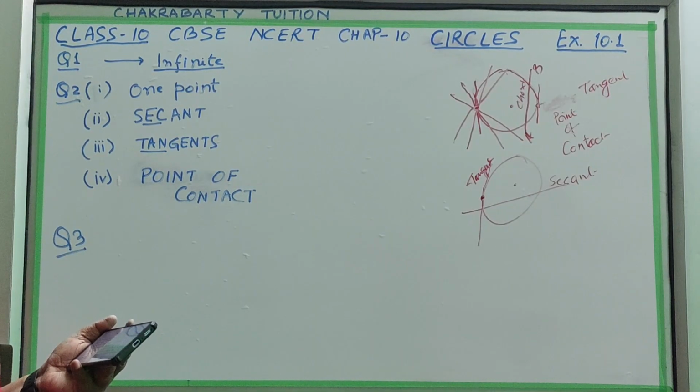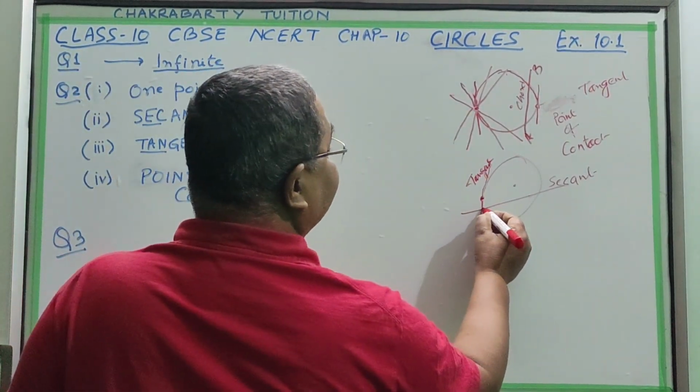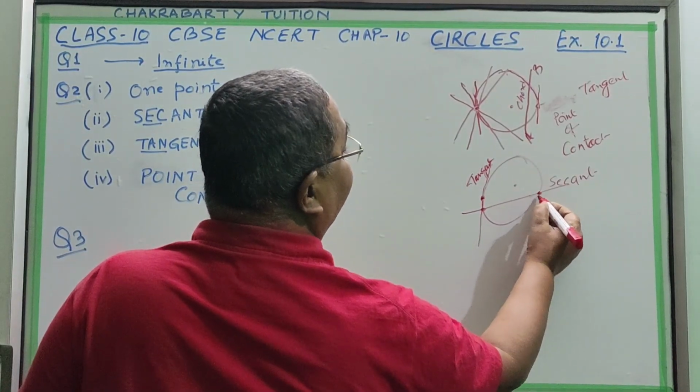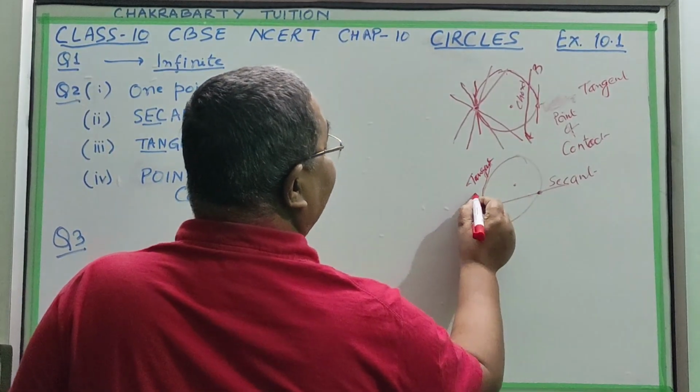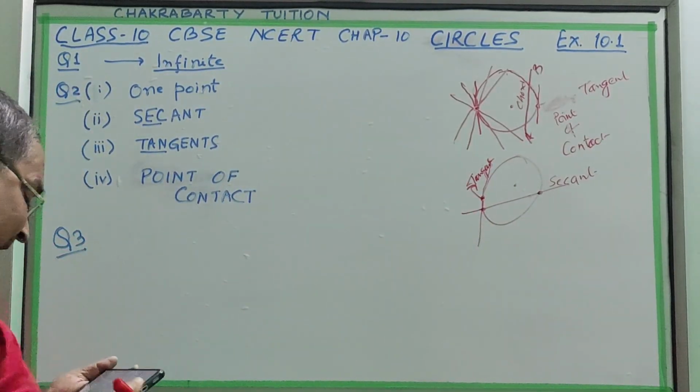A line intersecting a circle in two points: I have told you this, one point is here and one is here. So it is two points. Previously the tangent was one point and the second, the secant, is two points. So it is known as the secant.